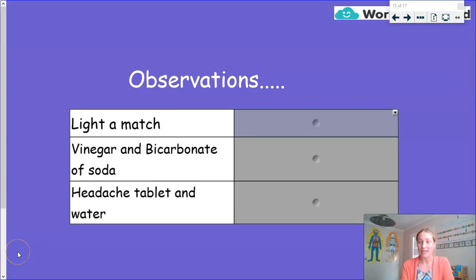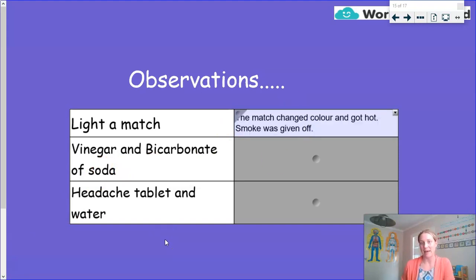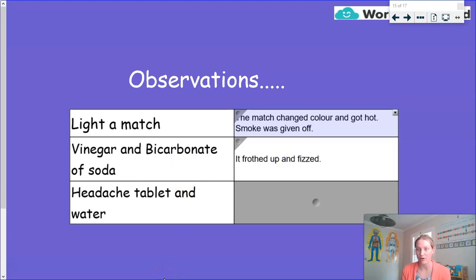Right, so there you have it. You have seen 3 very quick demonstrations of chemical changes and hopefully written down what you observed in each. So let's take the time now to go over those observations together. Now here's what I have written down as my observations. Lighting a match. I said the match changed colour, it got hot, and smoke was given off. For the vinegar and bicarbonate of soda, I said it frothed up and fizzed.